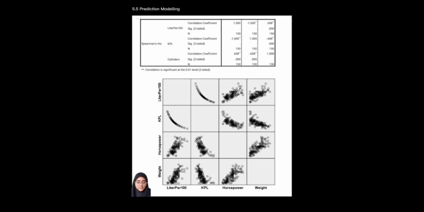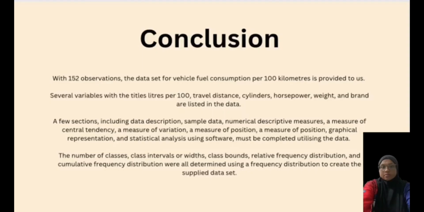5.5 Prediction Modeling. In the scatter plot matrix, graph 1 plots liter per 100 against income. There is a moderate positive correlation between liter per 100 and KPL. Graph 2 plots liter per 100 against population. It is seen that the higher the population, there is a moderate positive correlation between liter per 100 and KPL. Graph 3 plots KPL and population. There is a weak positive correlation between liter per 100 and KPL.